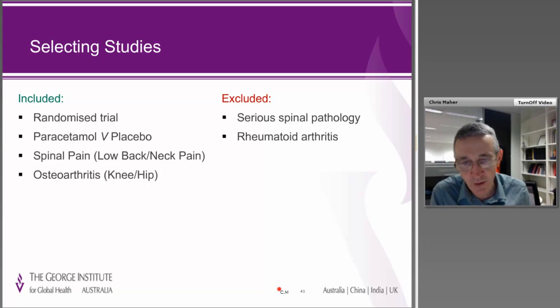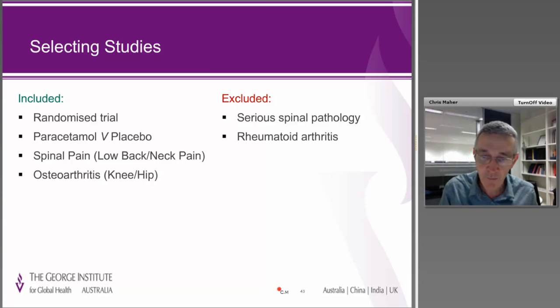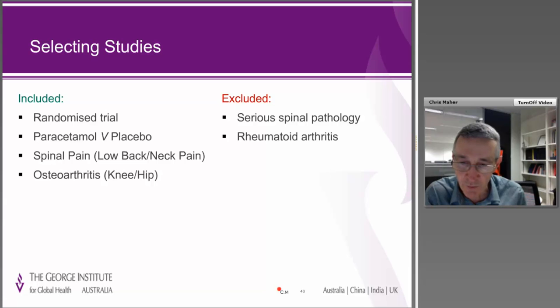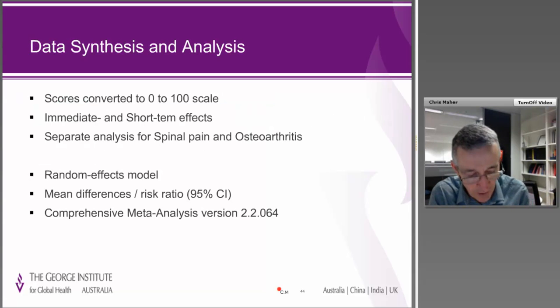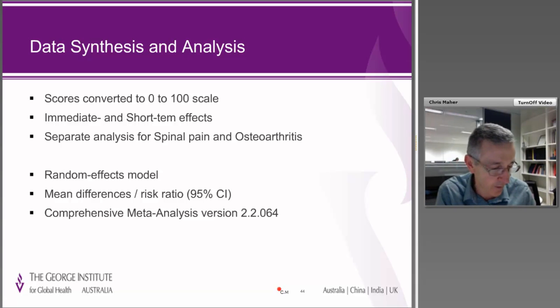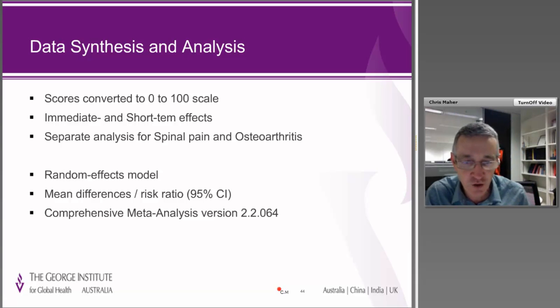So what did we do? We included randomised controlled trials. They had to compare paracetamol to placebo. We were interested in when they were used for spinal pain, so that could be low back or neck pain, osteoarthritis of the knee or hip. We excluded trials where people had serious spinal pathology or rheumatoid arthritis. We converted all the scores to a 0 to 100 scale to make it easier to interpret. We looked at immediate effects of paracetamol. We called immediate between 0 and 2 weeks, and short-term effects were above 2 weeks up to 3 months.